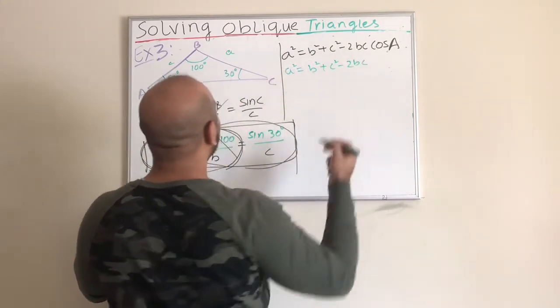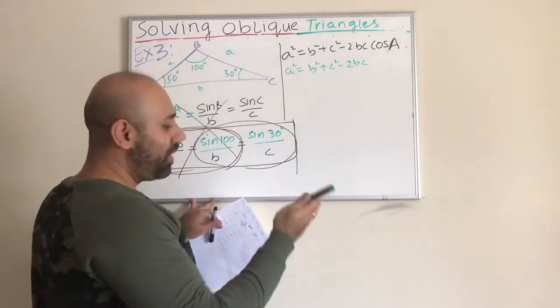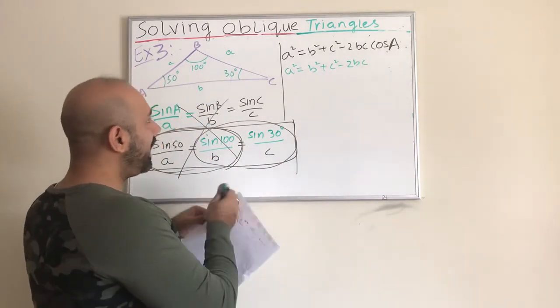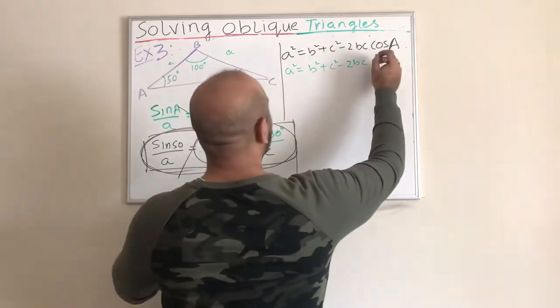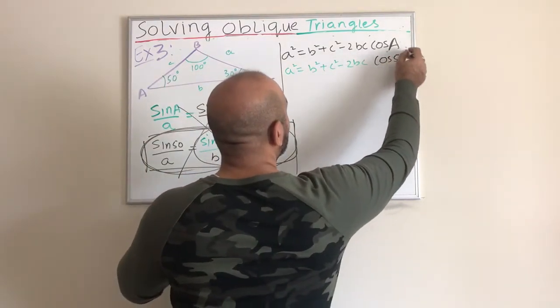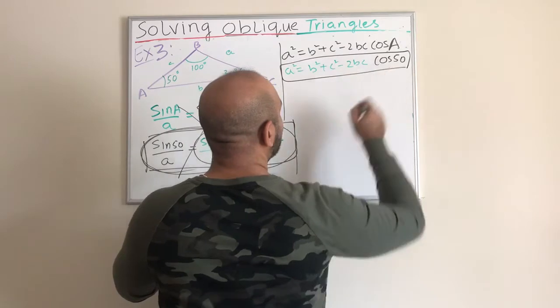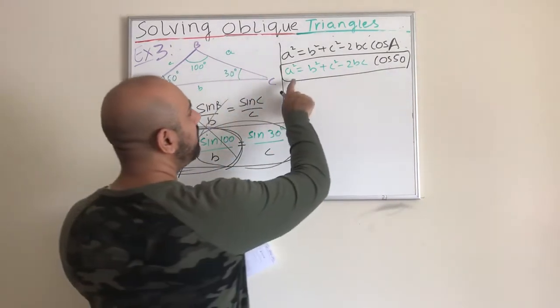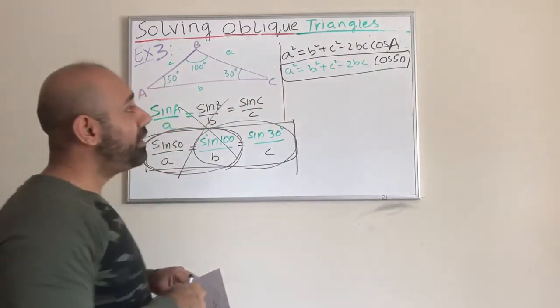So we don't know it because we don't know the values for the lengths a, b and c. All we know is the cosine of the angle. So we can say cosine of 50. So we have one equation, just one equation, and how many variables? Three variables, right? A, b and c.